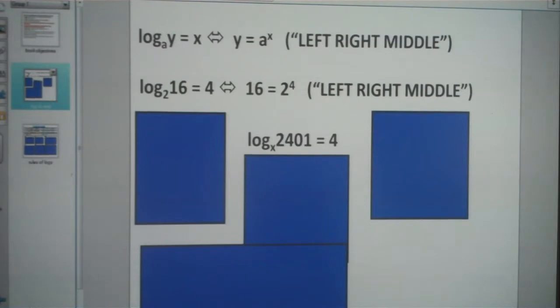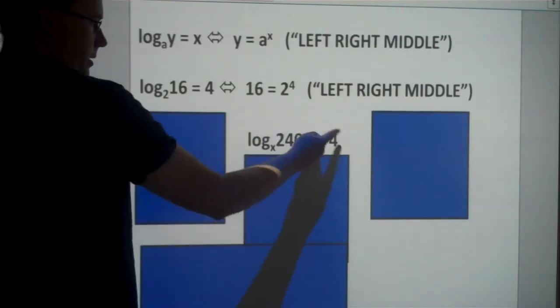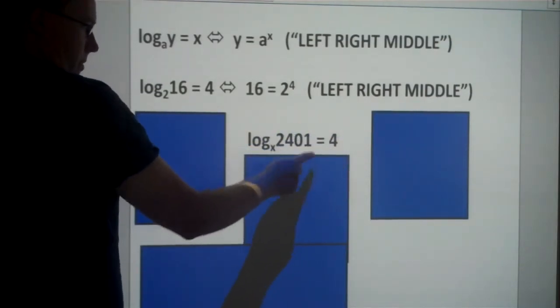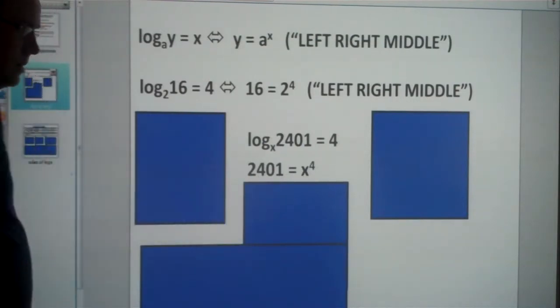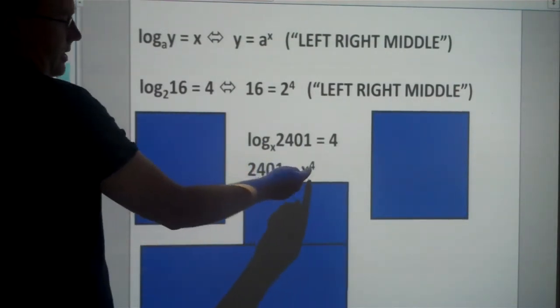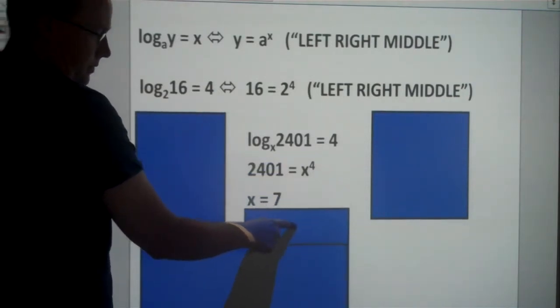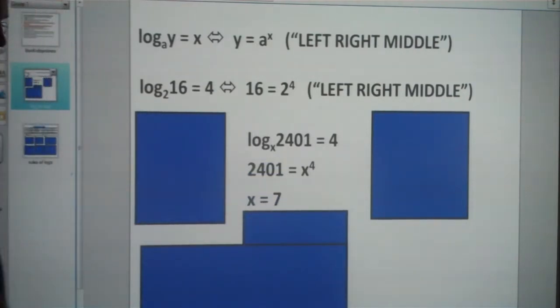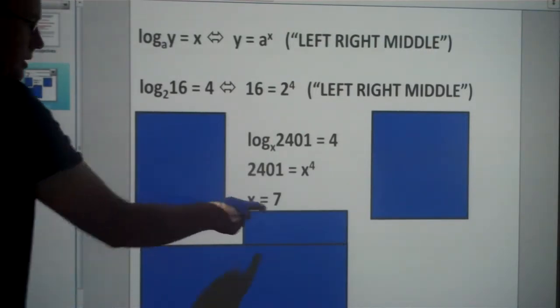I've moved the place of the x this time, but it's the same idea. This to the power of this equals this: left, right, middle. And then I can go ahead and solve that equation. So to find what x is, if I do the fourth root of 2,401, then I can find out that it's 7. If you don't have a fourth root button on your calculator, you can also do to the power of 1/4 as well, and that would also give you the answer.